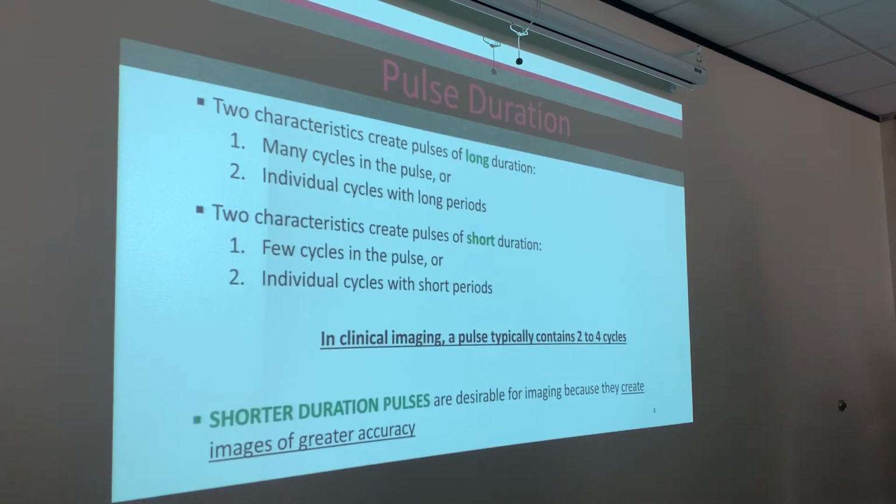What's the relation? Shorter pulses increase axial resolution. They provide greater image accuracy. Yeah. Short pulse durations. All right. Remember again, guys, a pulse typically contains 2 to 4 cycles.